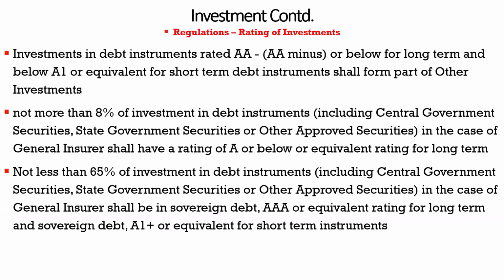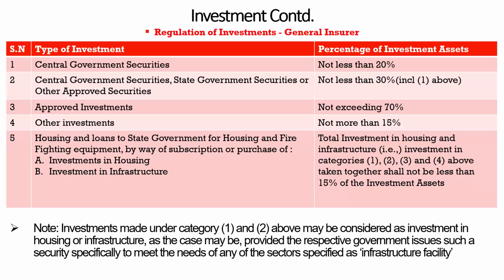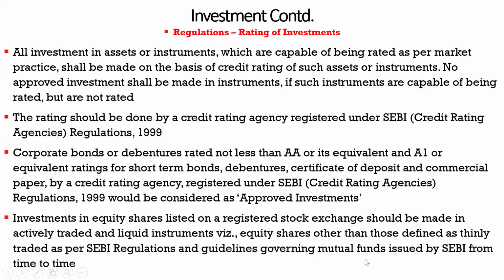Investments in debt instruments rated AA minus or below for long term and below A1 or equivalent for short term debt instruments shall form part of other investments. I'll come back to this. There are the approved investments not exceeding 70%, other investments not more than 15%. So what is not covered in the approved investments comes under other investments.